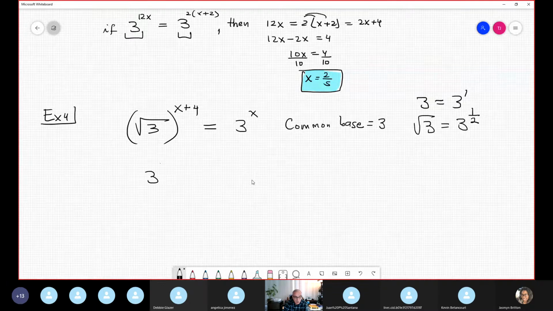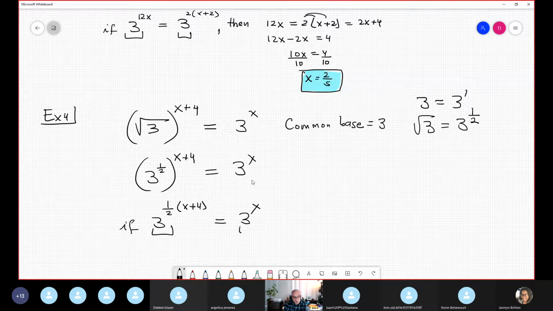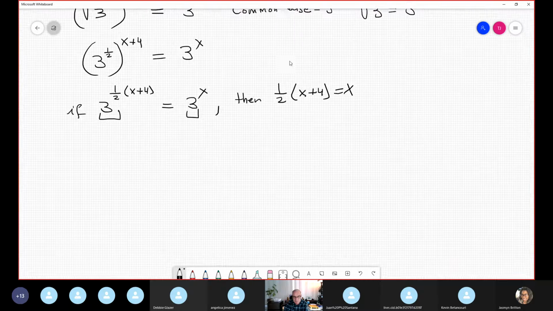You replace: 3 to the 1/2 raised to the x plus 4 is equal to 3 to the x. If you have two exponentials and the base is the same, the conclusion is... I forgot one step, it's multiplication. So I recommend one extra step, multiplication: 1/2 times x plus 4. Everything is considered the exponent, equal to 3 to the x. Now it's clearer: if two exponentials have the same base, the conclusion is 1/2 times parenthesis x plus 4 is equal to x. Okay, let's solve this equation, super easy.